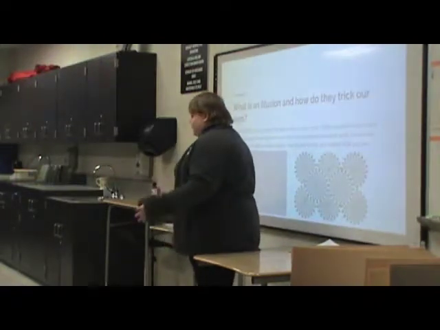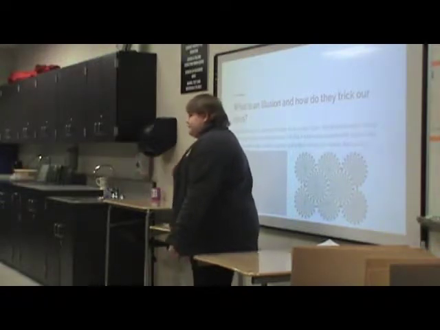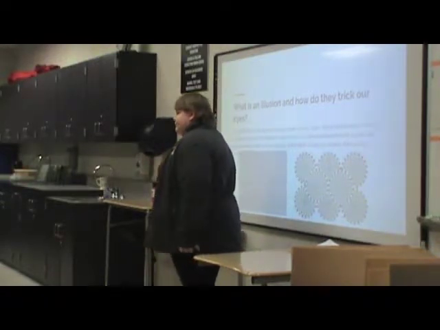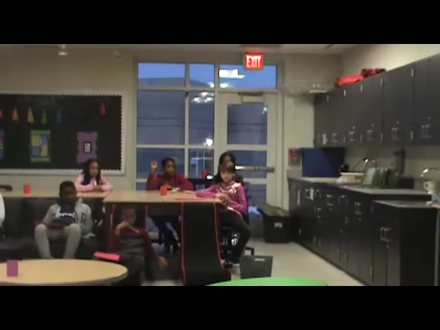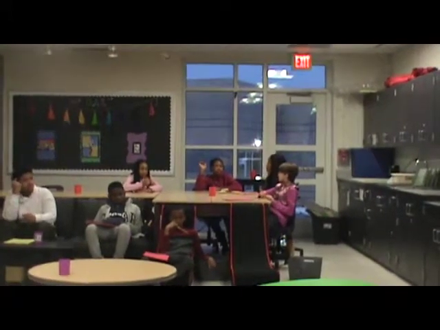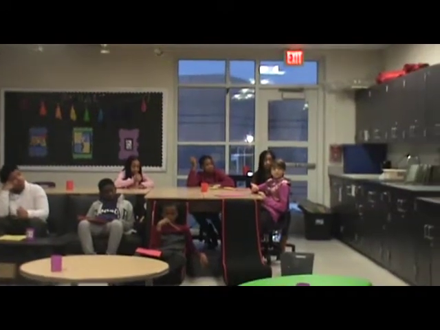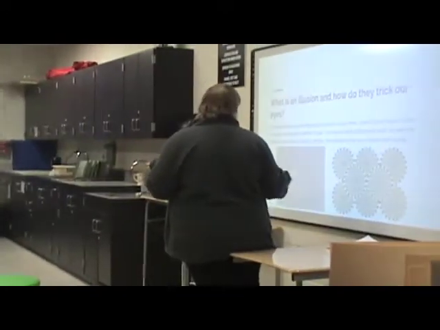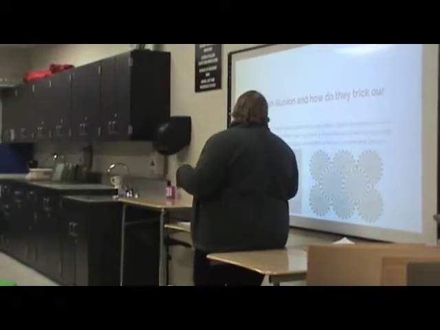So what is an illusion? Something that you can see but not real. Anyone else? Something that's fake. It's something that's like a trick. So an optical illusion is something that plays a trick on your vision. Optical illusions teach our eyes and brain to work together to see.